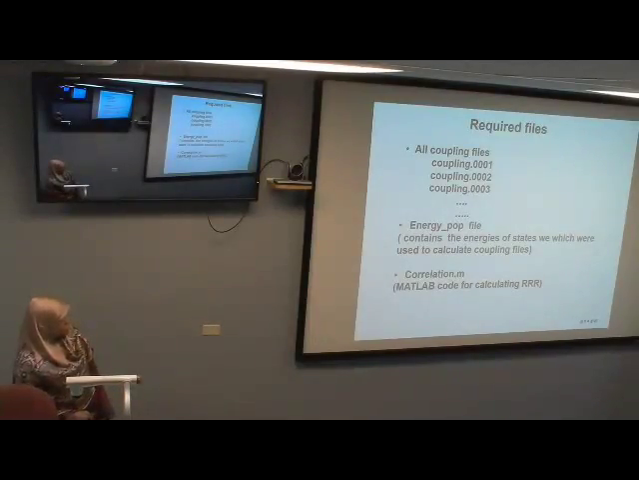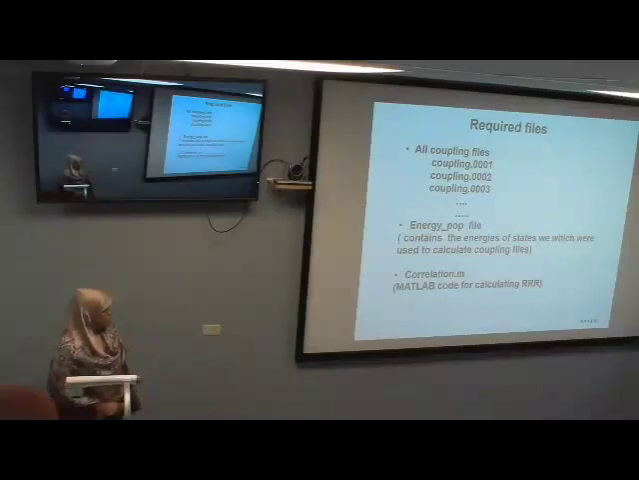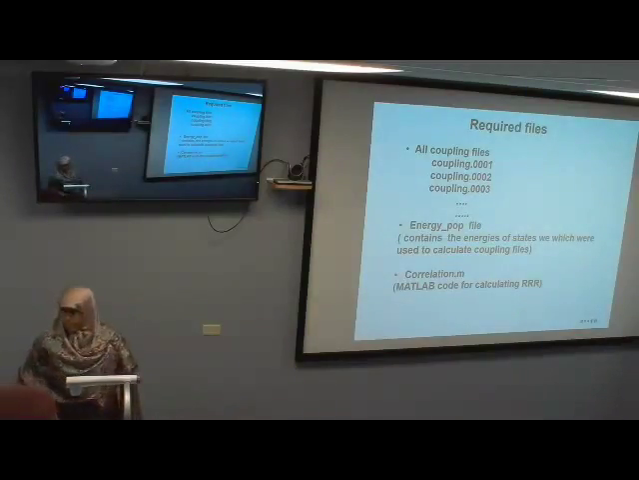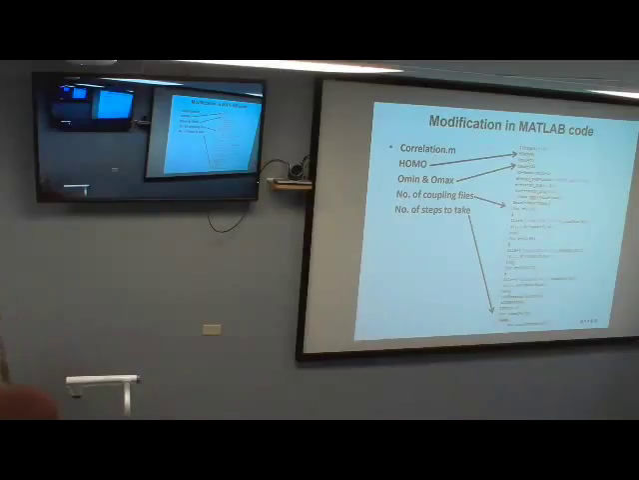And another file we need is the correlation MATLAB code. Here is the code. We need to modify a couple of values here: the state number of the HOMO, the minimum and maximum state, and the number of coupling files. Here we can see 3 for loops. This one is for 1 digit, this one for 2 digits, and this one for 3 digits.